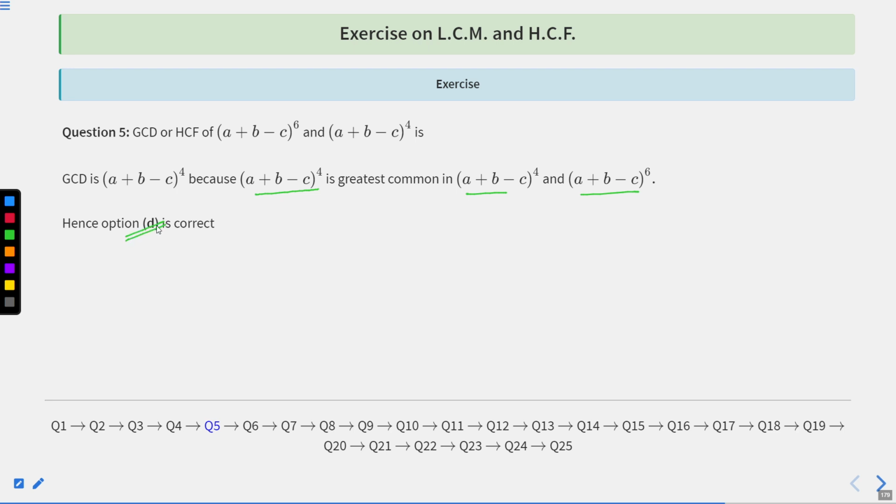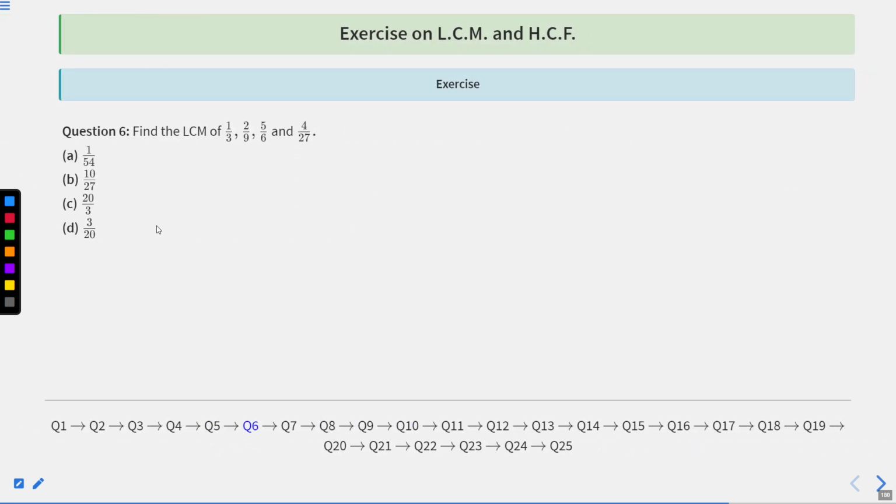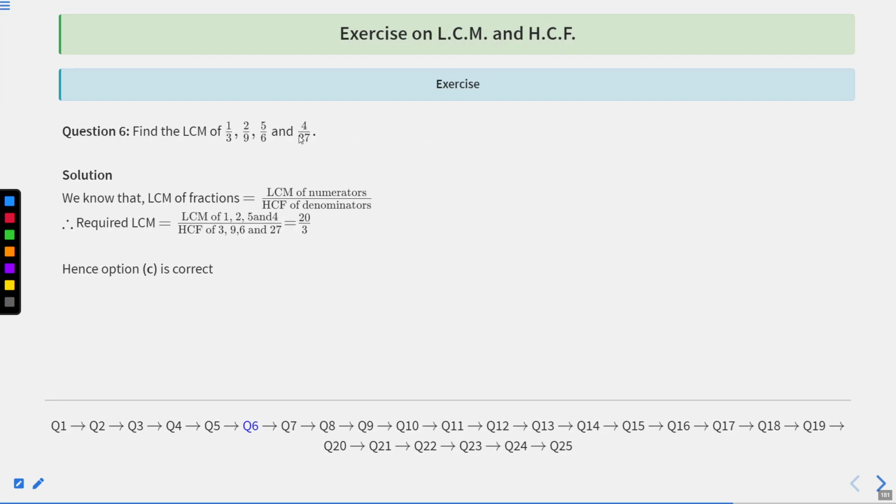Question number 6. Find the LCM of 1 upon 3, 2 upon 9, 5 upon 6 and 4 upon 27. Solution. We know that LCM of fractions is given by LCM of numerators divided by HCF of denominators.